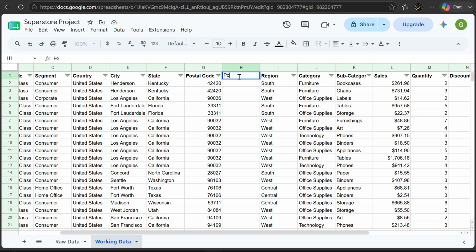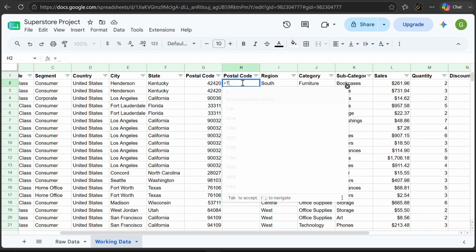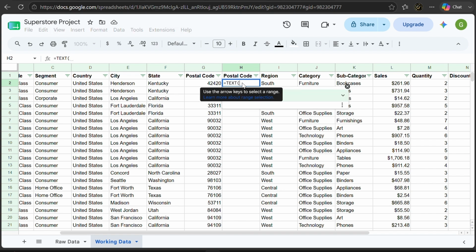postal code. Yep, and just say postal code here, and then I'm going to say equals text, right? I'm going to say G2, right? And then I'm going to do this. I'm going to say 0000. I'm going to put this. So it should be 5 zeros.